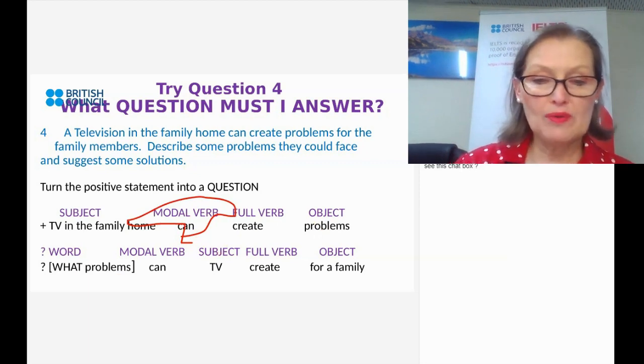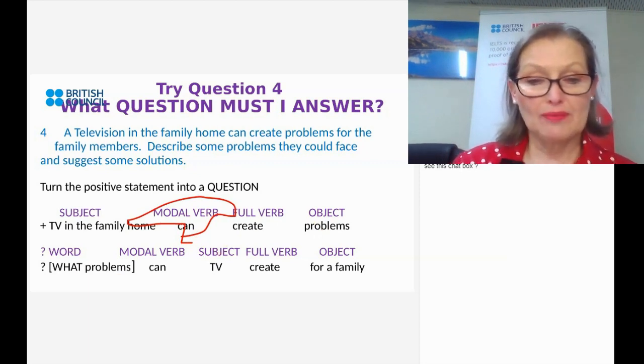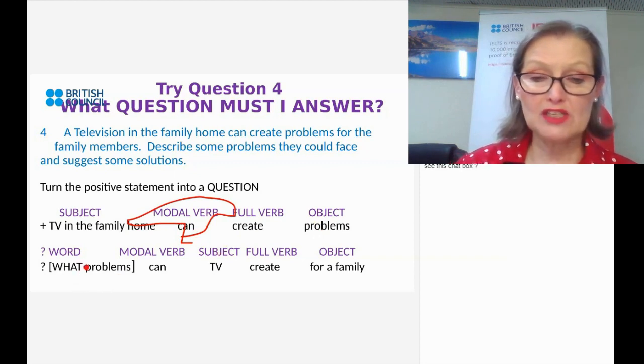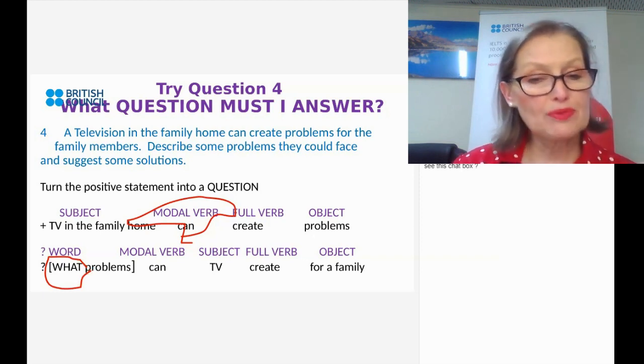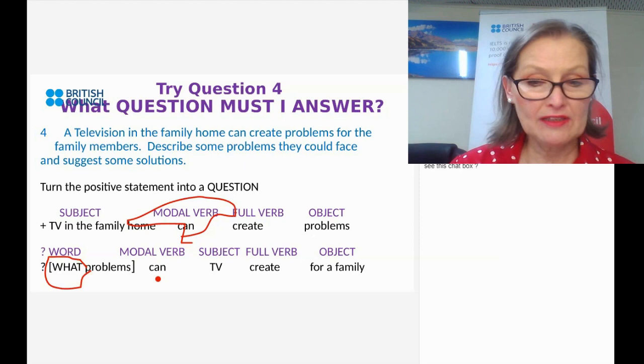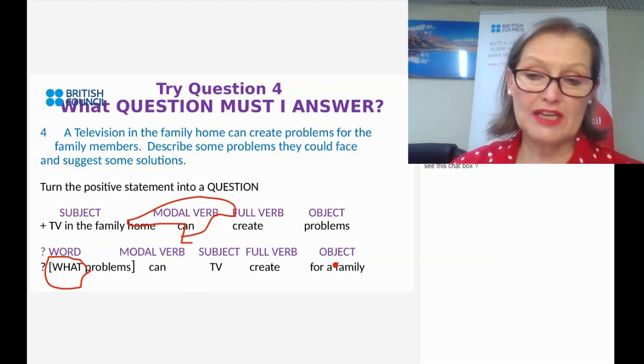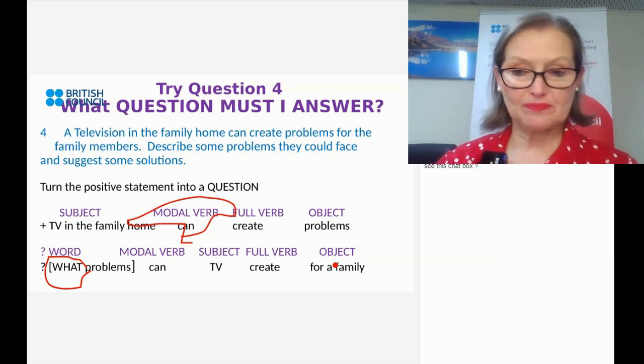And therefore, I'm going to turn that positive statement into a question. And now I need to use my question word, what. What problems can, or what problems does television create for a family?